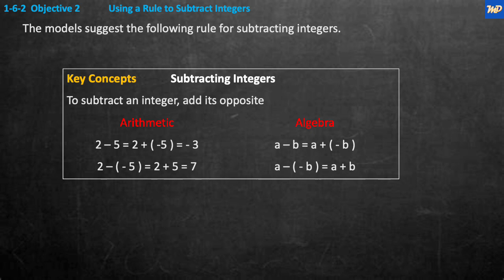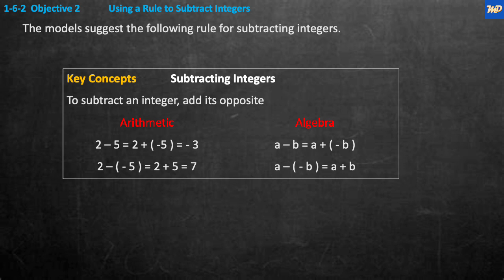Okay, objective 2, using the rule to subtract integers. The model suggests the following rule for subtracting integers, the models we were playing with in the earlier slides. So, subtracting integers: to subtract an integer, add its opposite.